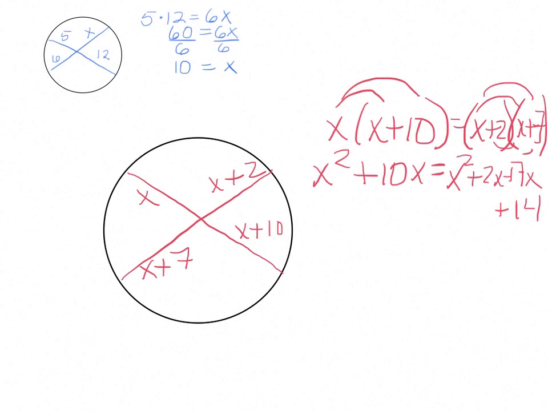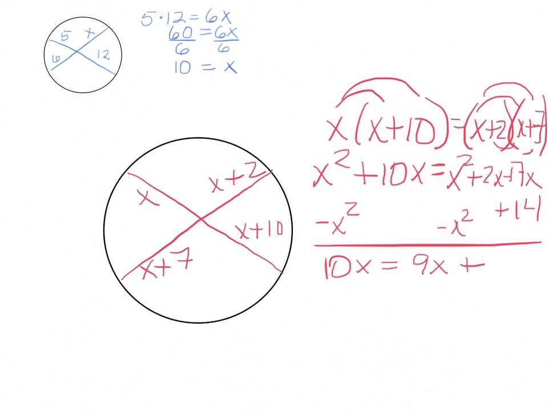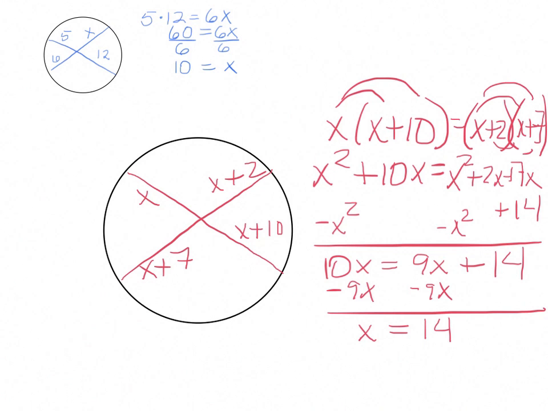Alright, now we have to collect like terms. So what I'm going to do is subtract x squared from both sides because I want to get them on the same side. So I end up with 10x equals 2x plus 7x is 9x plus 14. And then I subtract the 9x because I need to get the x's by themselves. And that gives me x equals 14. And so now I solve for x.